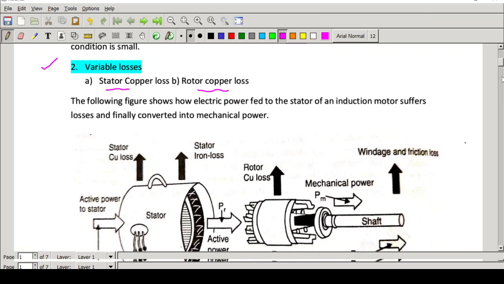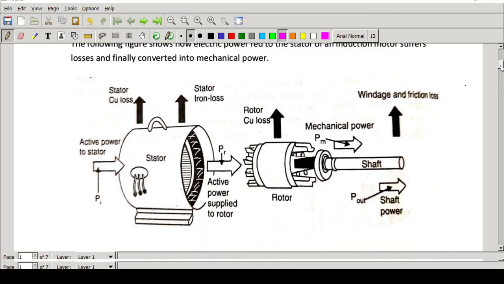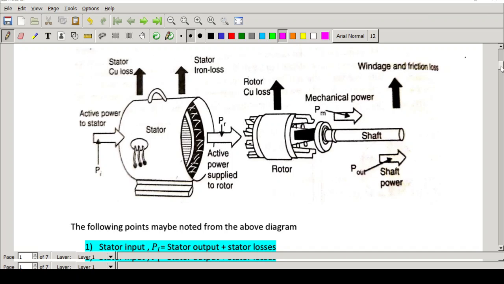To make things more clear, we will go through this particular diagram. This is not a block diagram, it is a pictorial representation of the power flow in a three-phase induction motor. Here you can see the stator, here is the rotor, and this is the shaft, which is connected to the load. Now the input power of the machine is electrical power. The input power which we give to the three-phase induction motor is Pi, the power given to the stator.